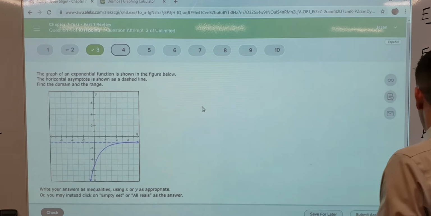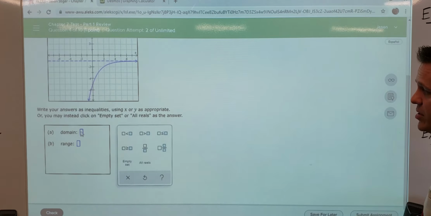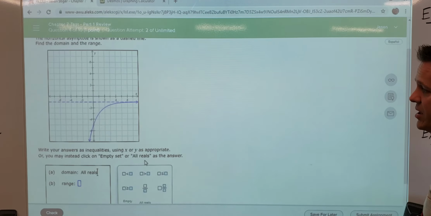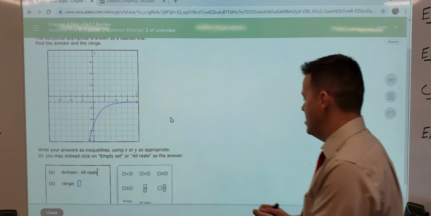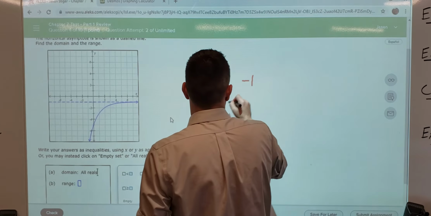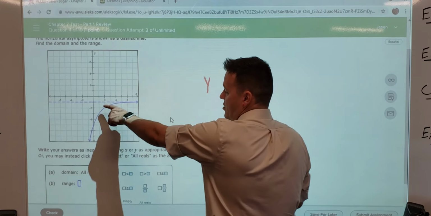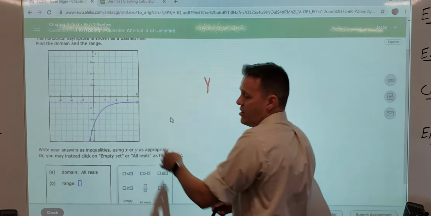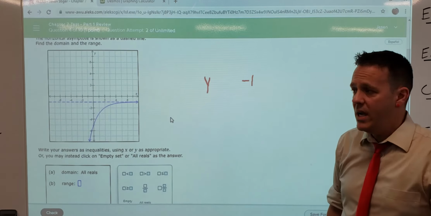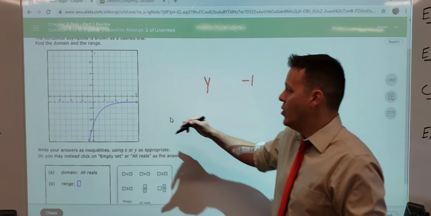Okay, domain is going to be all real numbers. We know that, simple enough. Range, same thing. Okay, -1 and a y. I know -1 because the dotted horizontal asymptote is at -1. And then you tell me what is a legitimate point.